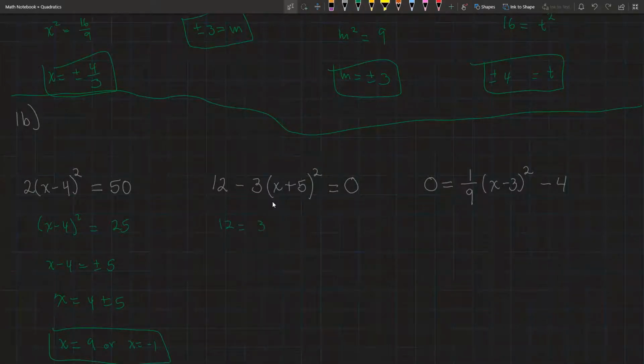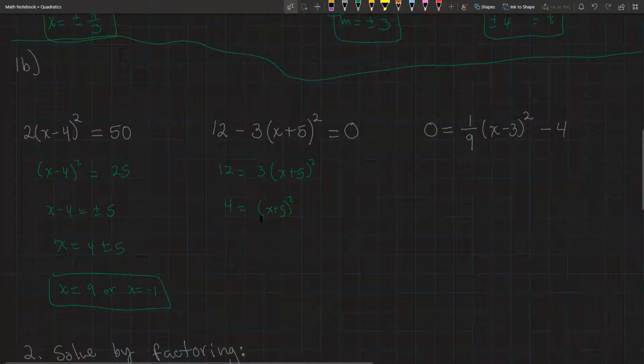So we get a positive 3 times something squared equal to 12. The something is still x plus 5. And now we need to undo the 3 times something. How do we undo multiplying by 3? Let's divide both sides by 3. So 12 divided by 3 will be a 4 equal to something squared. The something is still x plus 5. And we arrive where we wanted to. This is very easy from here.